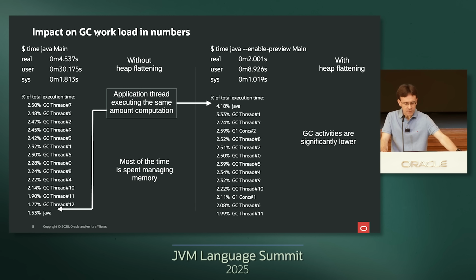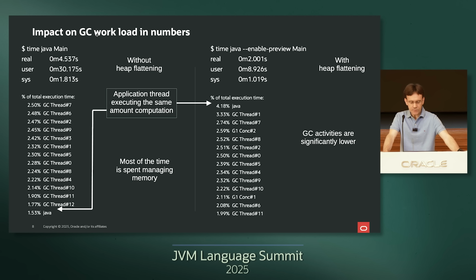You can see the number on the top here. On the left, you have a run without heap flattening, and you have a total execution time of 4.5 seconds. On the right side, with heap flattening, the execution time is down to 2 seconds. Below that, you have an output from the perf profiler.